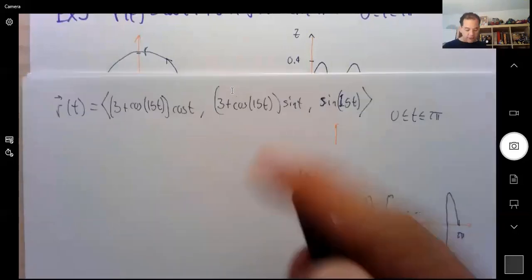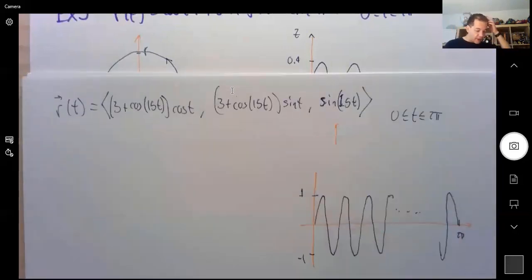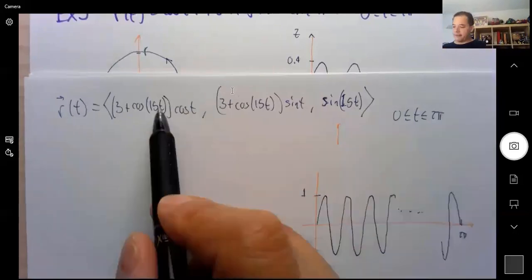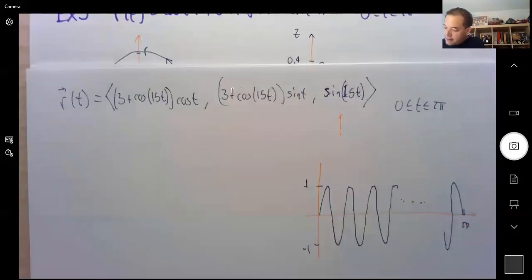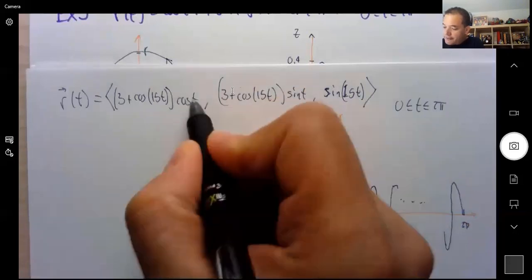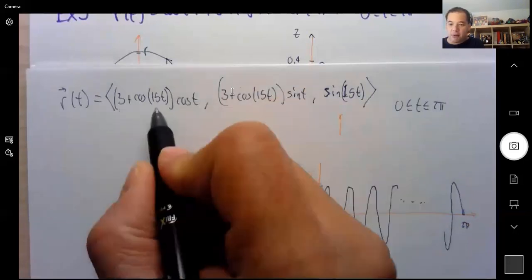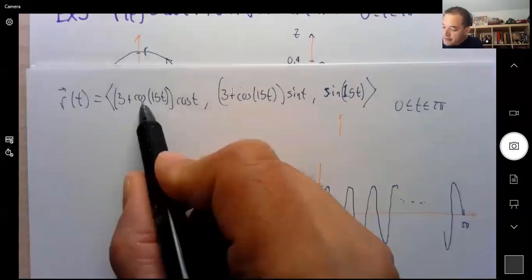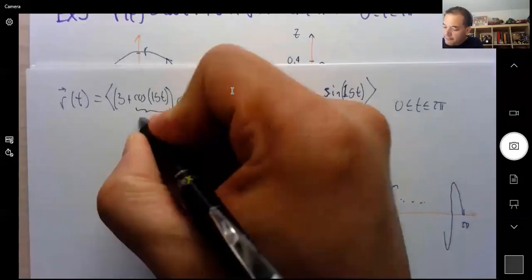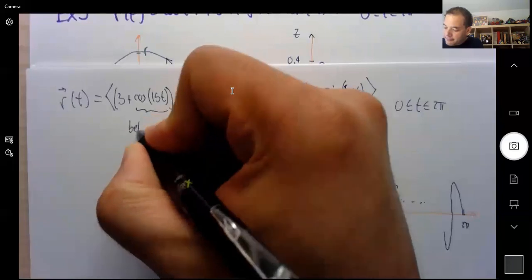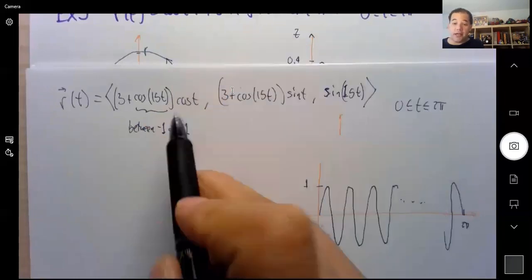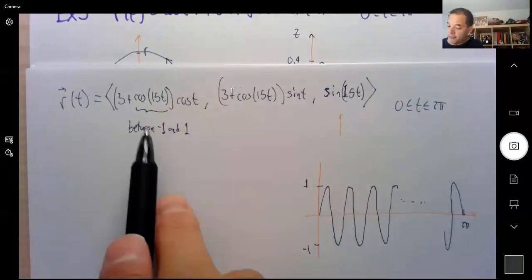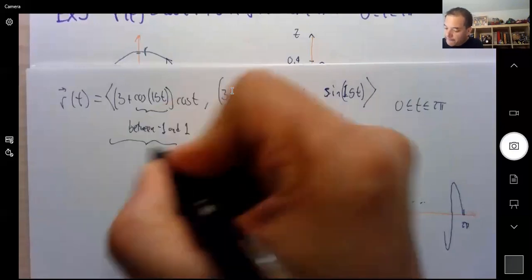Okay, now what about the x and the y? Well, let's just look at the x. What's happening with the x? It kind of looks like the cosine function, right? But where you're multiplying the cosine by this number. Now, this number is between -1 and 1, right? So when you add 3, it's going to be now between 2 and 4. So all of these are between 2 and 4.